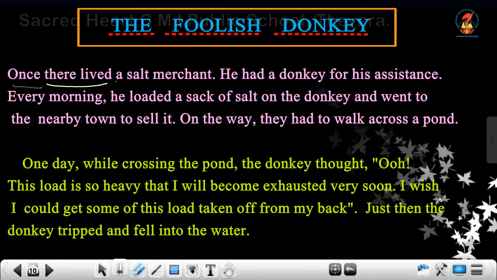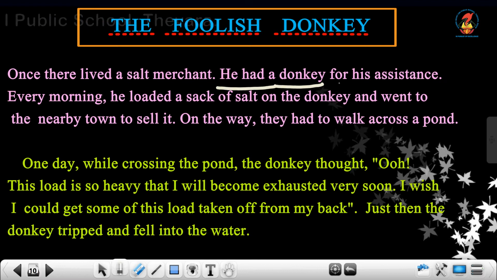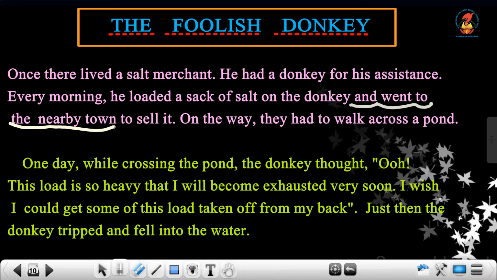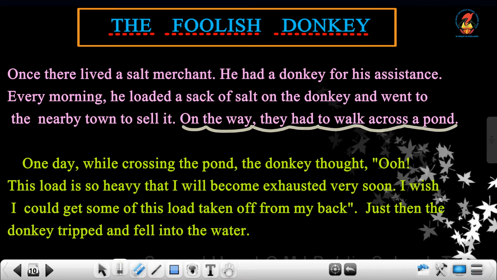Once there lived a salt merchant. He had a donkey for his assistance. Every morning he loaded a sack of salt on the donkey and went to the nearby town to sell it. On the way, they had to walk across a pond.